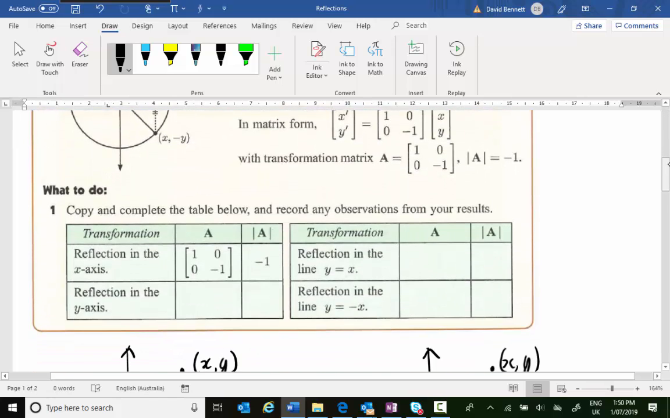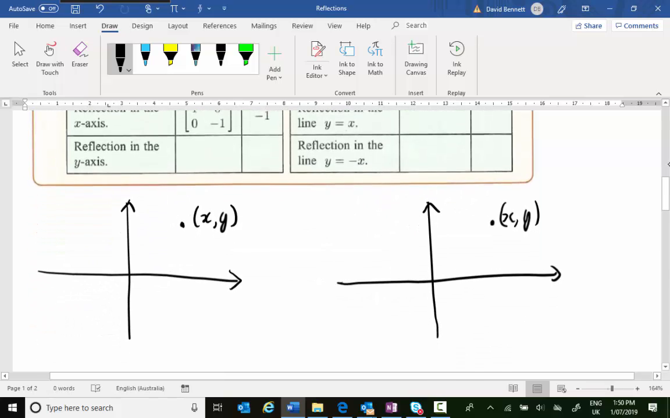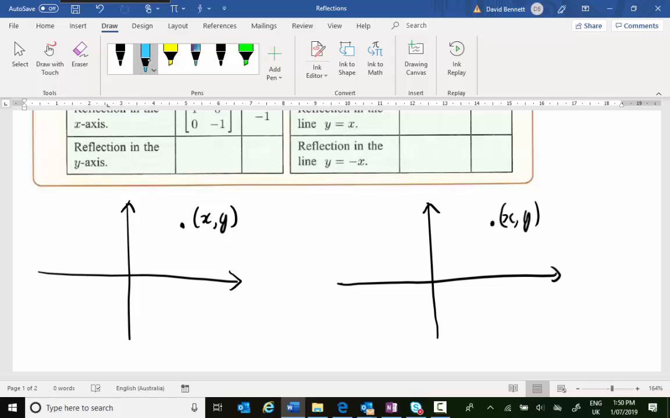Now in your book you've been asked to fill out this table. Okay, I'm going to help you do that right now. So if you haven't been able to do that, then what we're looking at here, the first thing is, if we have a reflection in the x-axis, that means there's a line here, and so this is a reflection in the x-axis. Our point should be down here somewhere, and that's going to have the coordinates of x and minus y, isn't it?